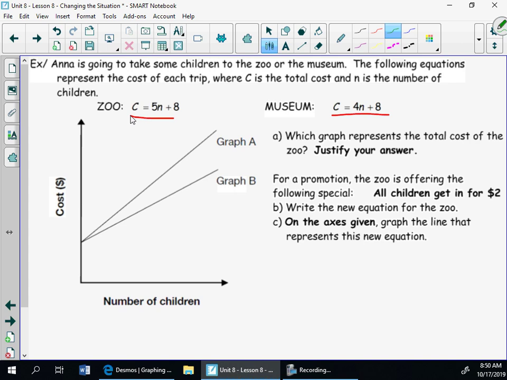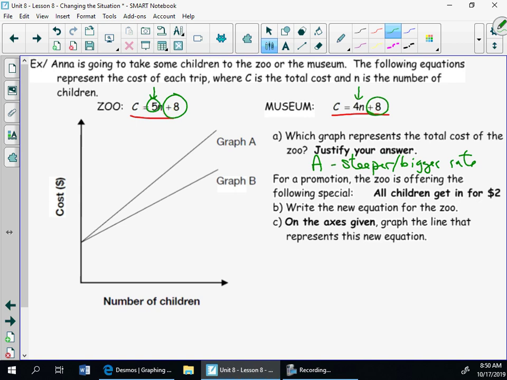Well, it comes back to my idea of they start in the same spot, same initial value, but different rates. And the steeper the rate, the bigger the number. Well, graph A is steeper. It's got the bigger number, so A has to be the zoo. Okay, a steeper or bigger rate.